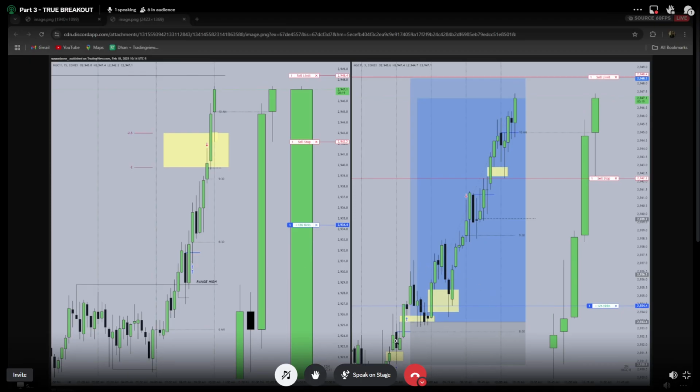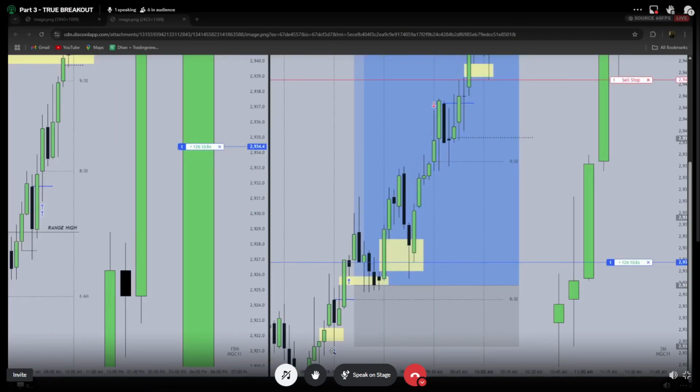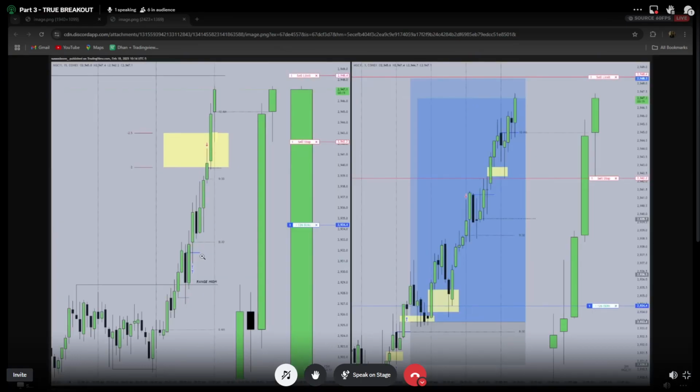Second position after this opposing candle, lower time frame closes. This is advanced. Adding to the position, don't focus more on it. One position here, one here. This position was immediately using true breakout as a way of entering, as an entry function.